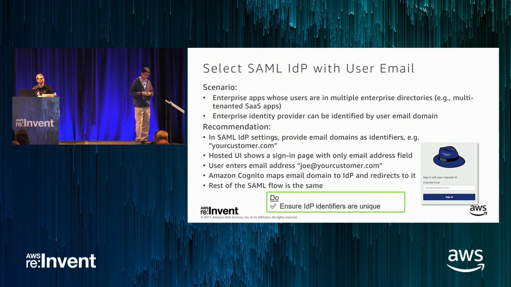So when a user comes in to sign up, they see this little UI. You can, of course, customize the UI, but essentially it's just got an email address field over there. There's no password field there. The user types in the email address and then clicks that sign in button, and they get sent off to their company's identity provider. So Cognito checks the email domain, maps it to an identity provider. Cognito knows the URL of the identity provider and sends the user off there. And the rest of it happens as usual.